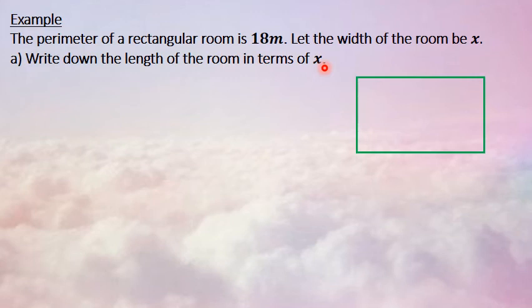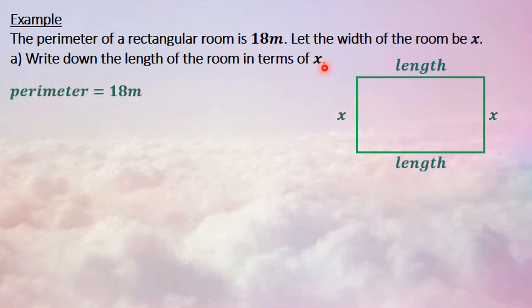Let's think. If they tell us the width of the room is x, it means the shorter side of the rectangle, the breadth, is x. Width and breadth is the same thing. And then I just want you to realize the longer side of the rectangle is length. The one piece of information we have been given is that the perimeter is 18 meters.